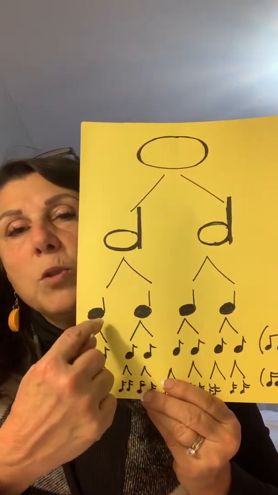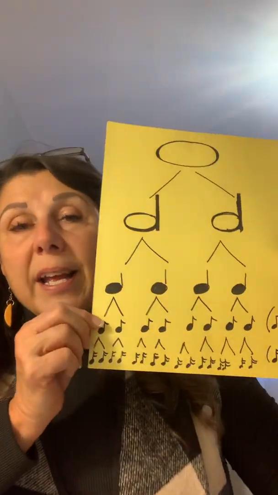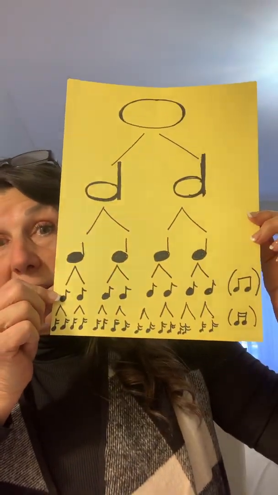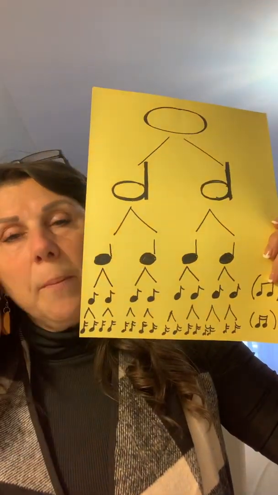Remember, they're colored in notes with the stem. The direction of the stem does not matter, up or down. It does not change the value of the note. Now, we also talked about these in our drumming, bucket drumming.